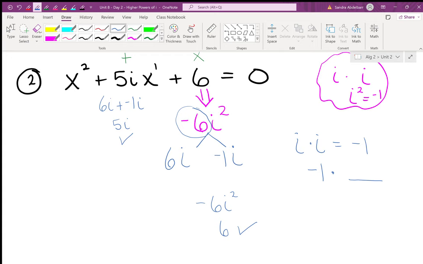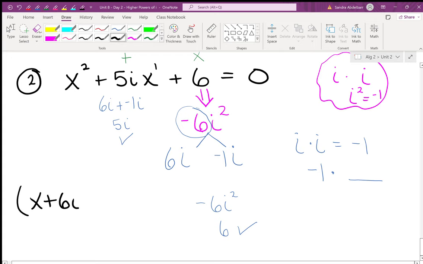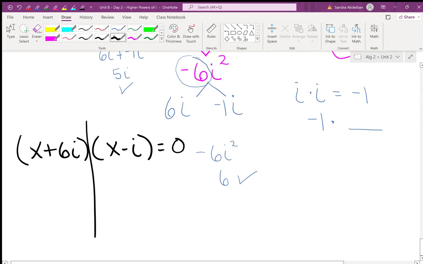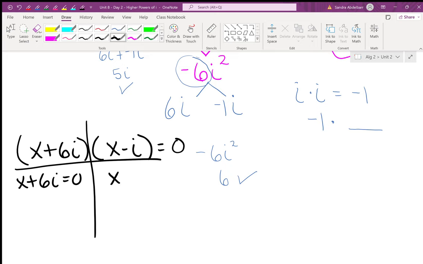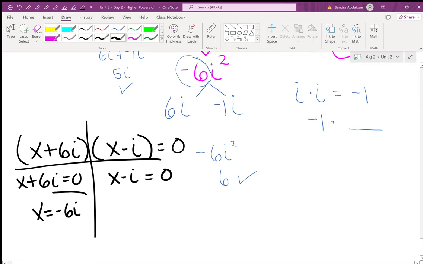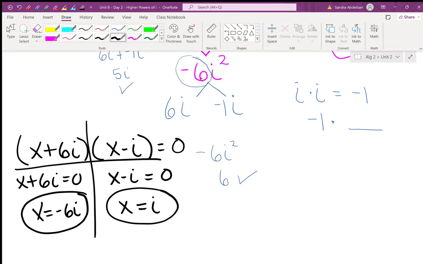Yeah. So then we come to factor, and we're going to have x plus 6i, x minus i, all equals 0. Then we solve. x plus 6i equals 0, x minus i equals 0. So we get x equals -6i, that's one answer, and x equals i, that's another answer.